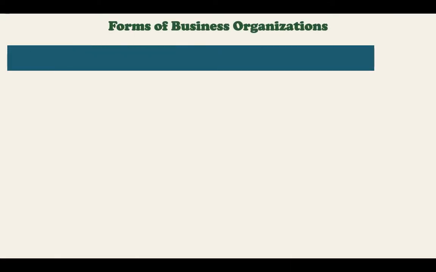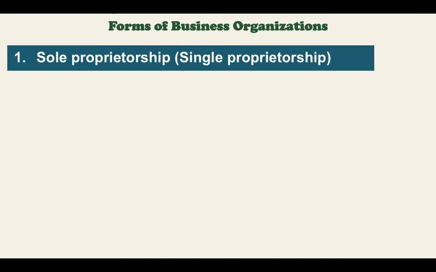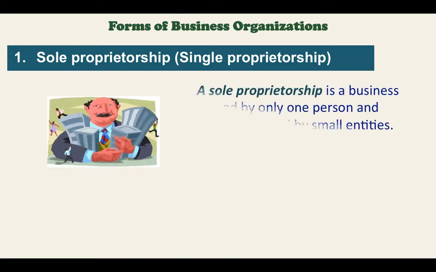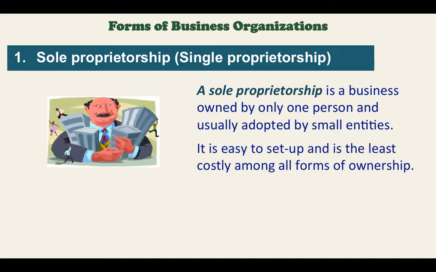The forms of business organizations. The first one is sole proprietorship, and it is also called single proprietorship. In sole proprietorship, there's only one owner. It is owned by one person and usually adopted by small entities. Okay, and it is easy to set up and is the least costly among all forms of ownership.